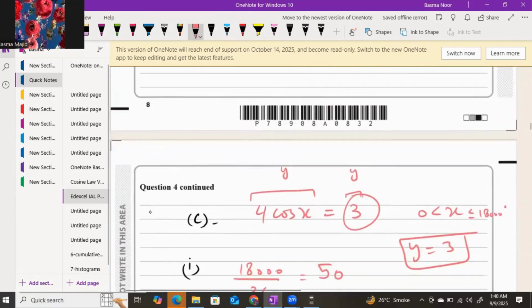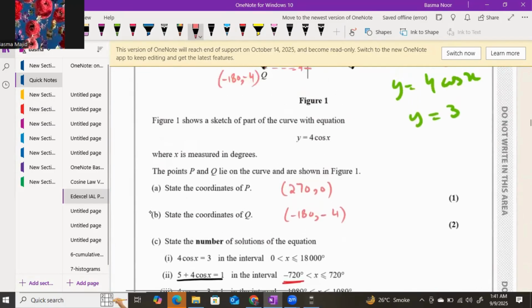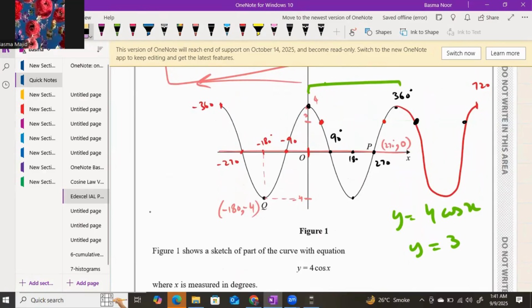What does it mean to find the number of solutions? The number of solutions means the points where these two curves intersect each other. I'm going to erase this working, but maybe we don't need to erase it. This is till 360, but we only need the graph till 720. Oh my bad, we don't need the line y equals 4, but this time we need y equals negative 4.